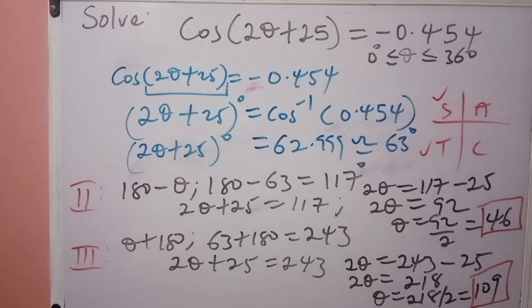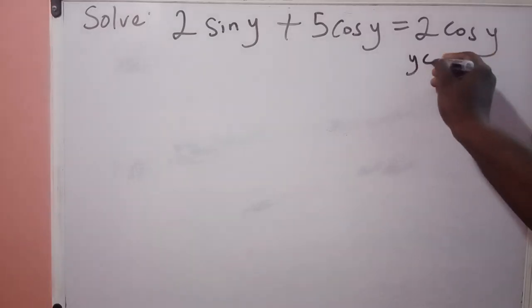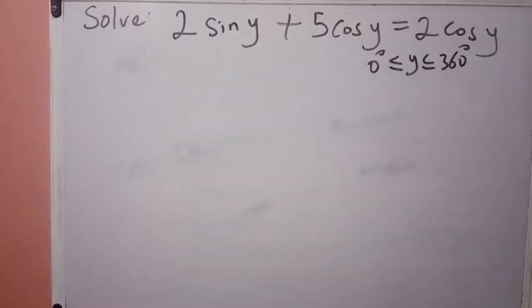So that's how you solve questions of this sort. So let's solve one more question, and I hope you can flow along. Looking at this particular question, it is quite simple and less complicated. What you have here is 5 sine y plus 5 cos y equals 2 cos y. And I need to state that the value of y here ranges from 0 to 360. So how do you find this?